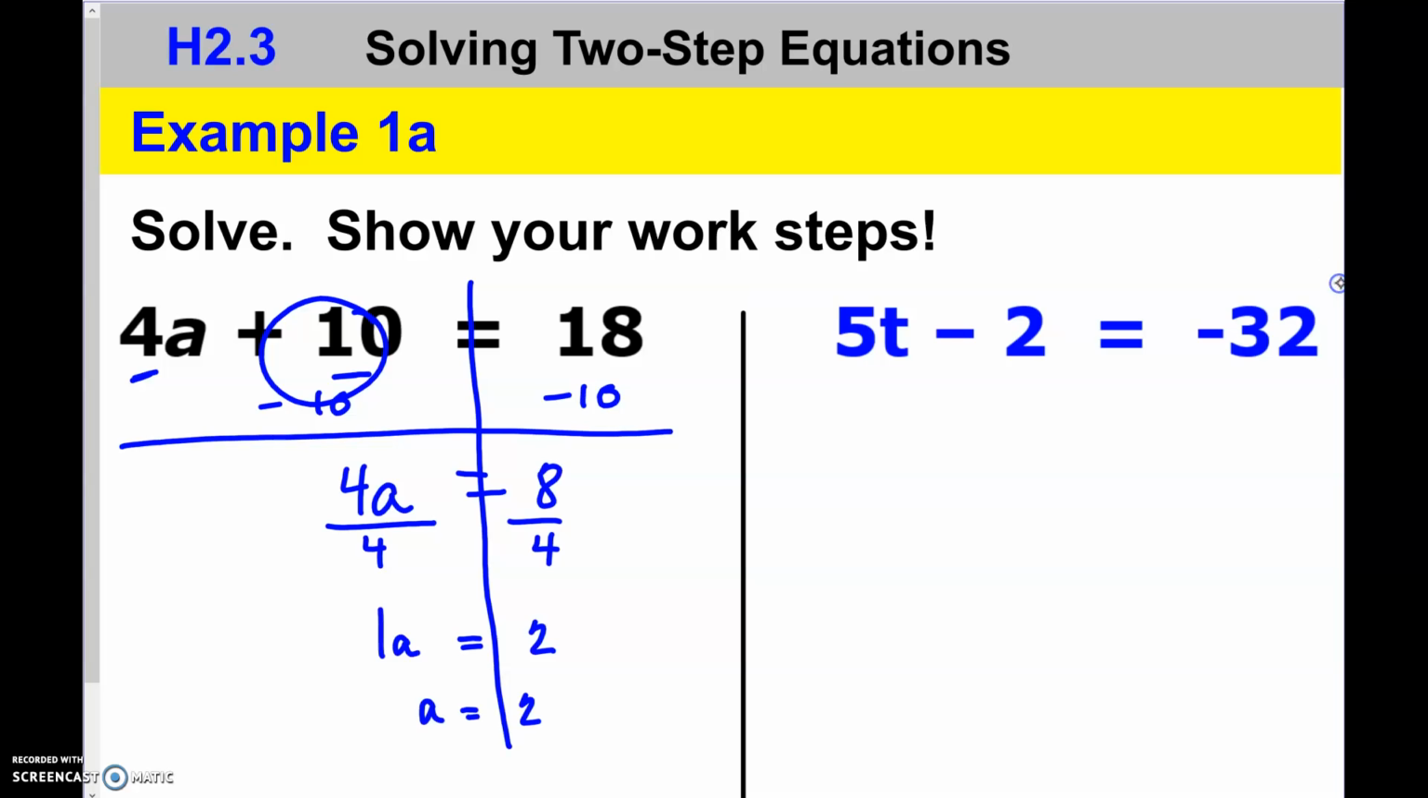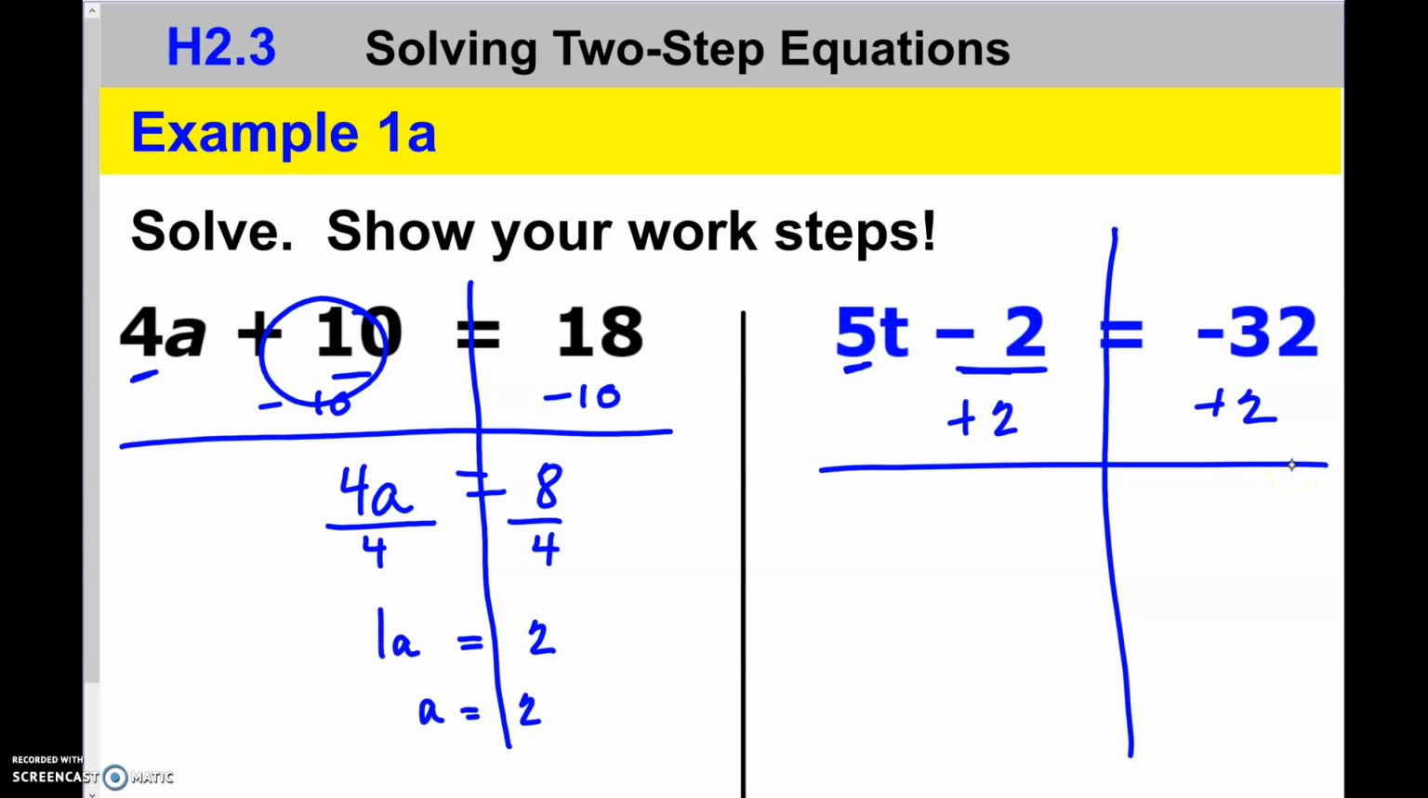All right, second problem on this page to do is 5t minus 2 equals a negative 32. All right, so what we're going to do is draw our line down, and the two numbers that are by t are the 5 and the negative 2. Okay, and the first number that we have to deal with is that negative 2. And because that says negative 2, we are going to add 2 to both sides. So these are going to cancel out, and you're left with 5t, and negative 32 plus 2 is a negative 30. Remember, you guys can use your calculators.